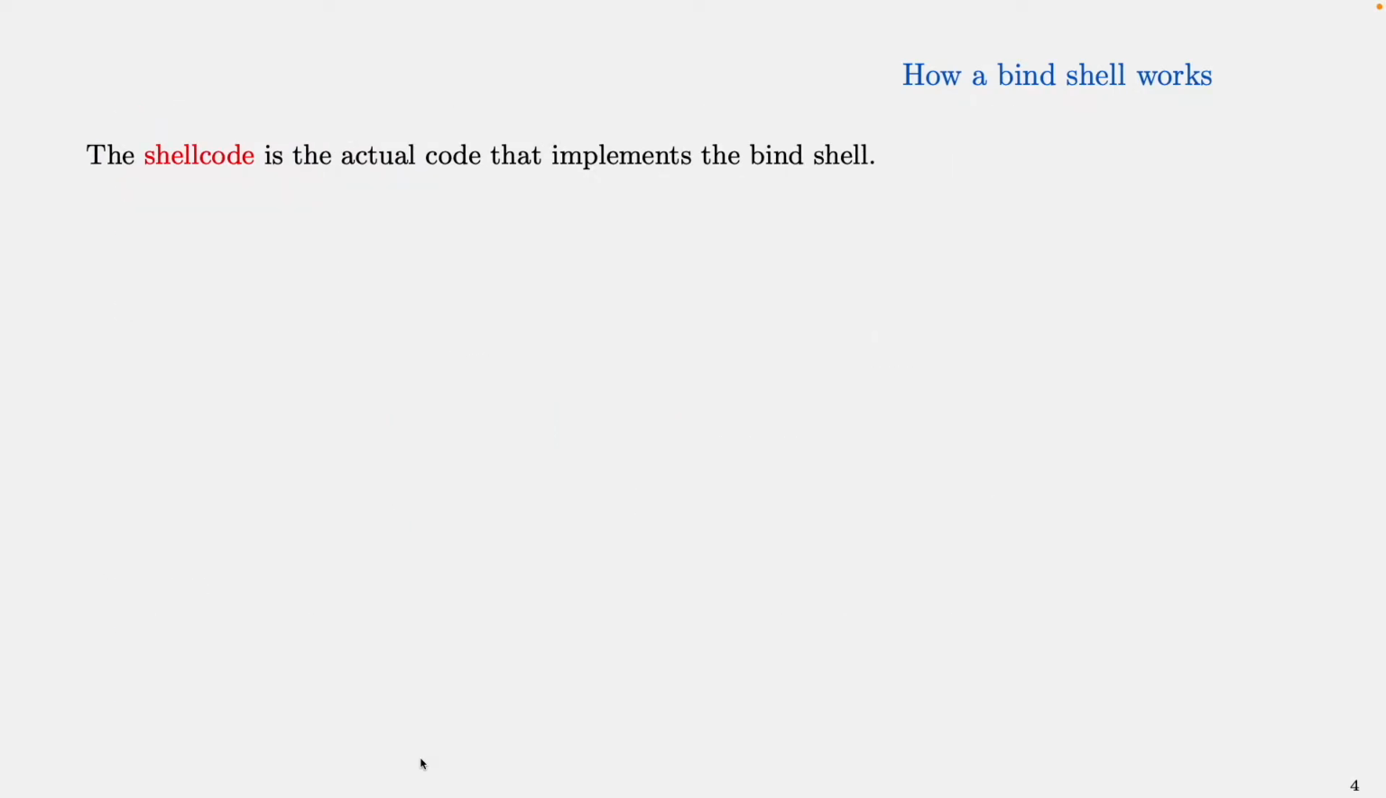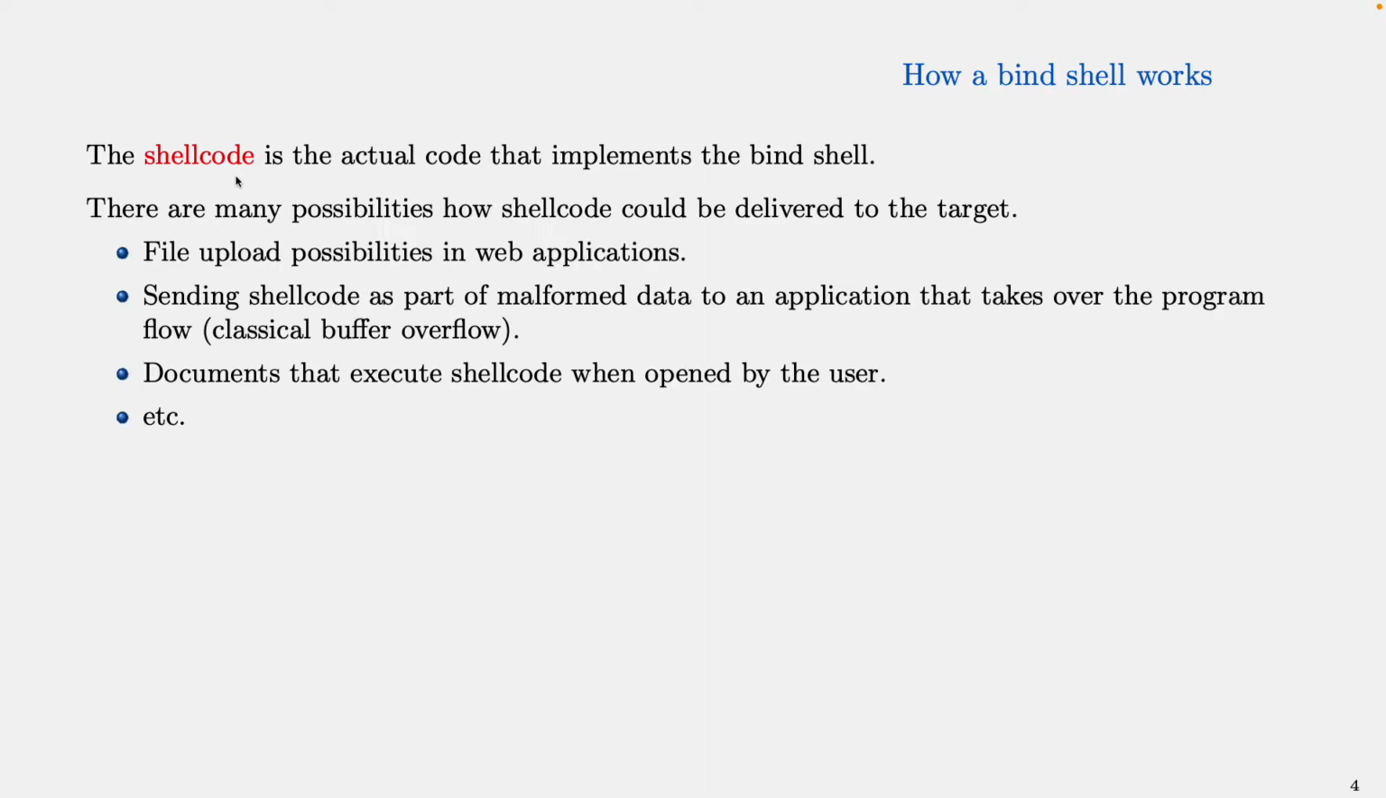The code that realizes the bind shell will be called the shellcode, surprisingly. And there are many ways in which the shellcode could be placed on the target machine. But this is not the topic of this video, so let me just mention them very briefly. For example, an unsecured web form might allow us to upload files to the target computer that we can somehow execute then.